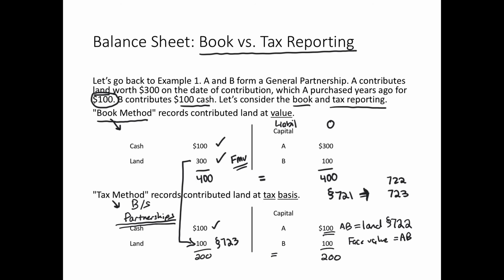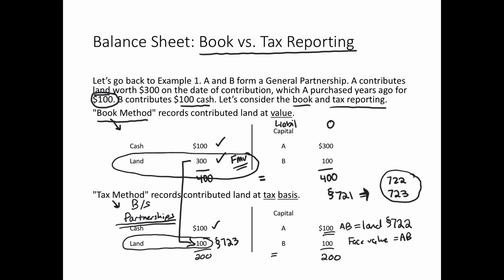So the book method and the tax method, we do have some differences. The main difference is here because remember for accounting, for GAAP, we use the historical cost concept, which is fair market value, but for tax, we're using the tax basis under 722, 723. That's very important. That's that $100 in the land, and then A also has 100, not 300 there in the A's capital account. But for book, notice there's going to be this difference. So let's combine them together and see what it looks like.